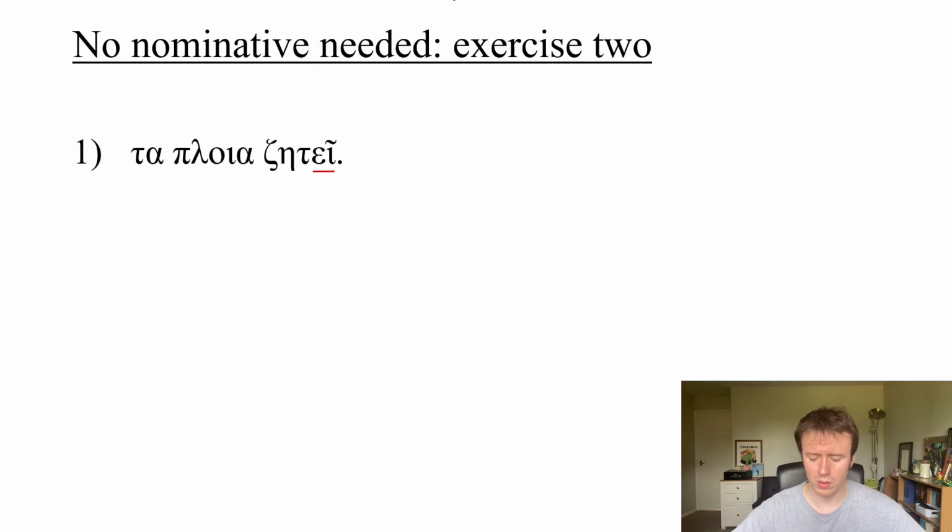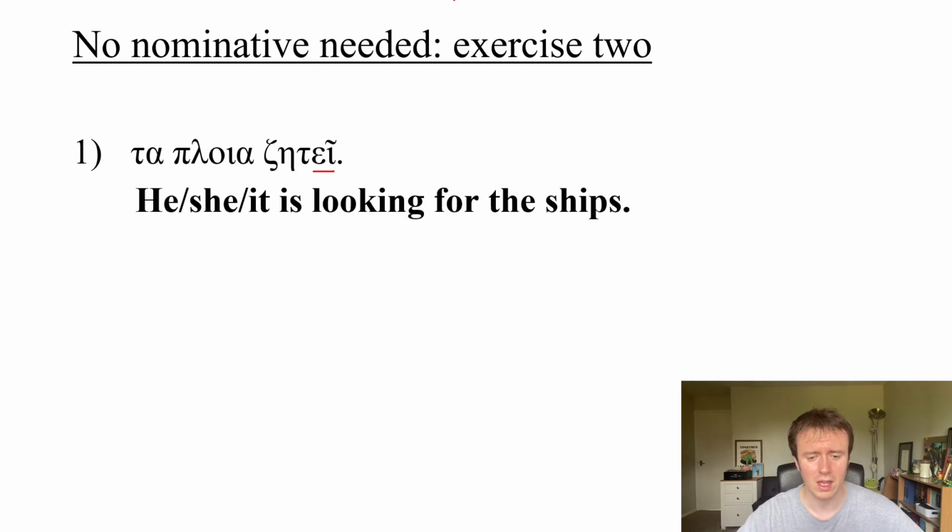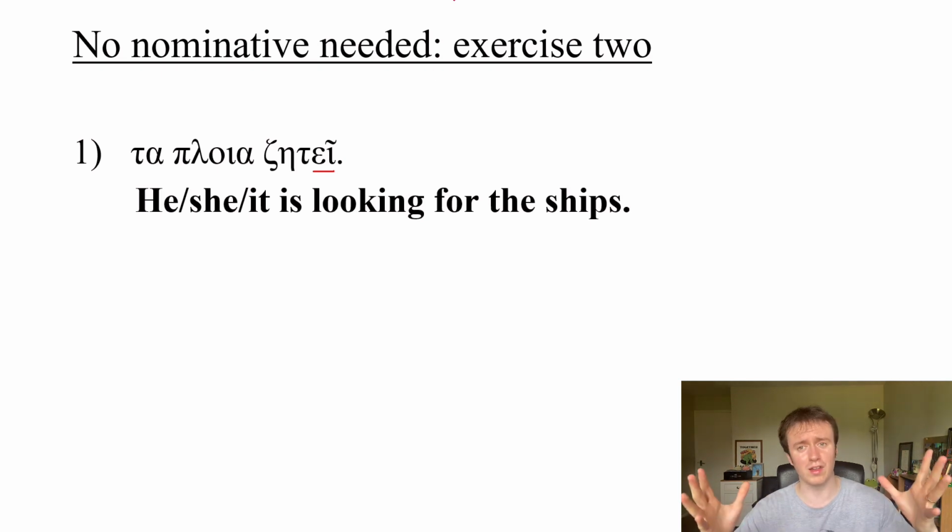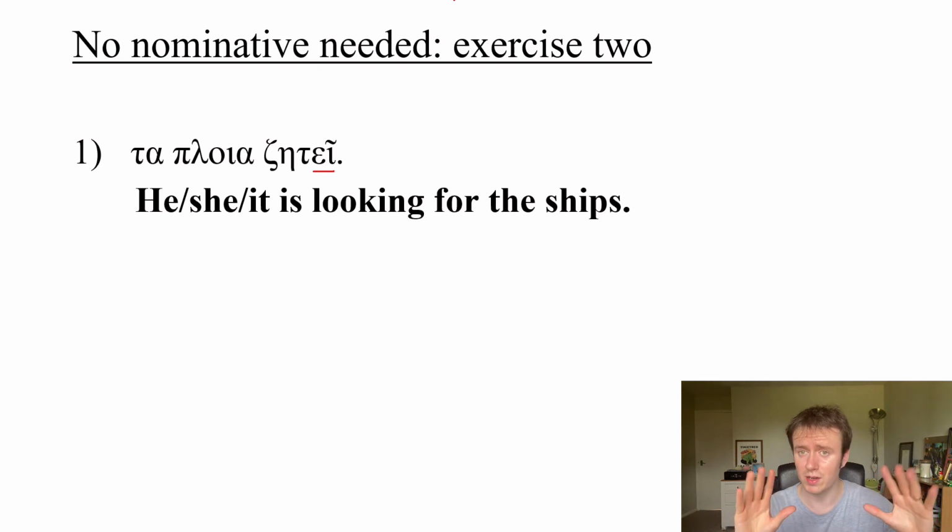And therefore, we would translate the sentence as he, she, it is looking for the ships. Or he, she, it looks for the ships. Or seeks the ships, or is seeking the ships. You could say any of those, okay? And if you just put he is looking for the ships, or she is looking for the ships, that is also fine, but I like to list all of the possibilities. Because, without any context, we can't know whether it's he, she, or it that's doing the action.